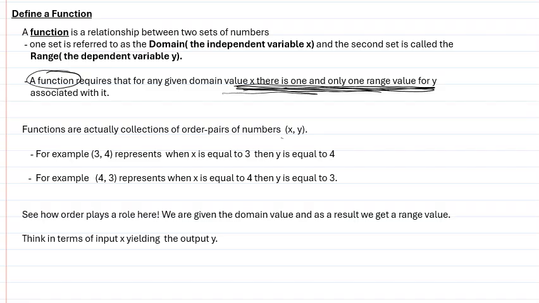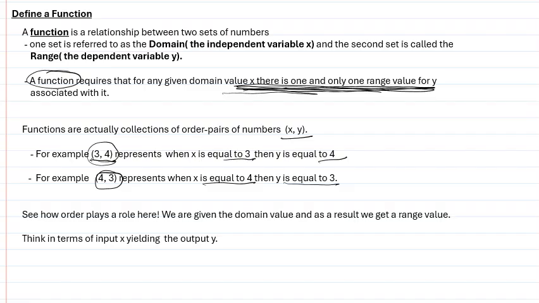Functions are collections of ordered pairs. So for example, just reminding you, as an ordered pair, this is telling me x is 3 and y is 4. But this ordered pair is telling me x is 4 and y is 3. So they're different. Order plays a role. We have a domain, the input, and we have the range, the output.